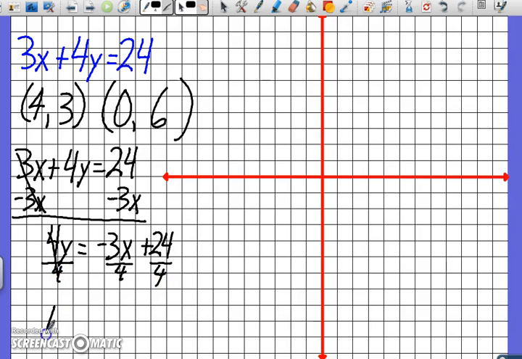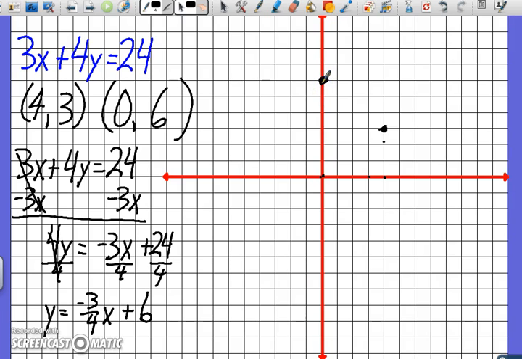Now what do we do? Now we divide everything by 4. And what do we find? We find we have the equation y equals negative 3/4 x plus 6. We're going to leave it as a fraction because we need it as a fraction to plot that point. So if we did the first one, we'd start at the origin, go 1, 2, 3, 4, up 3, 2, 3, right there. The second point's at 0, 6. Start at the origin, 1, 2, 3, 4, 5, 6.